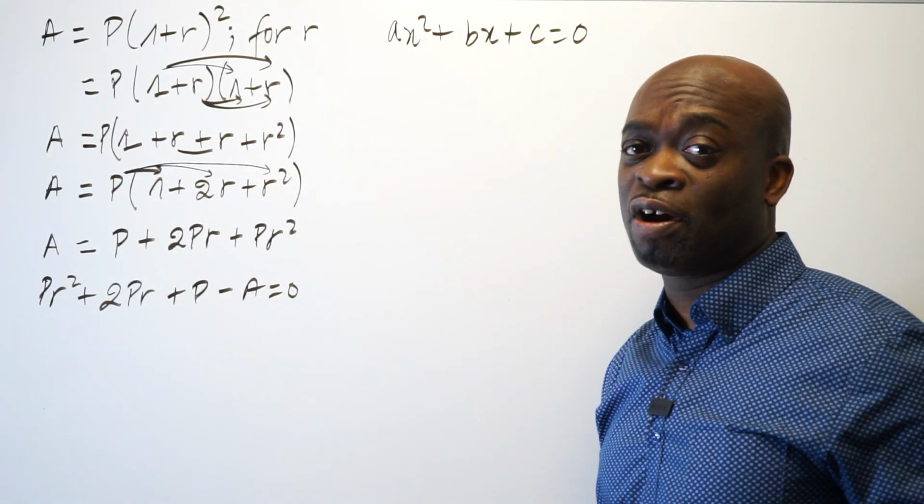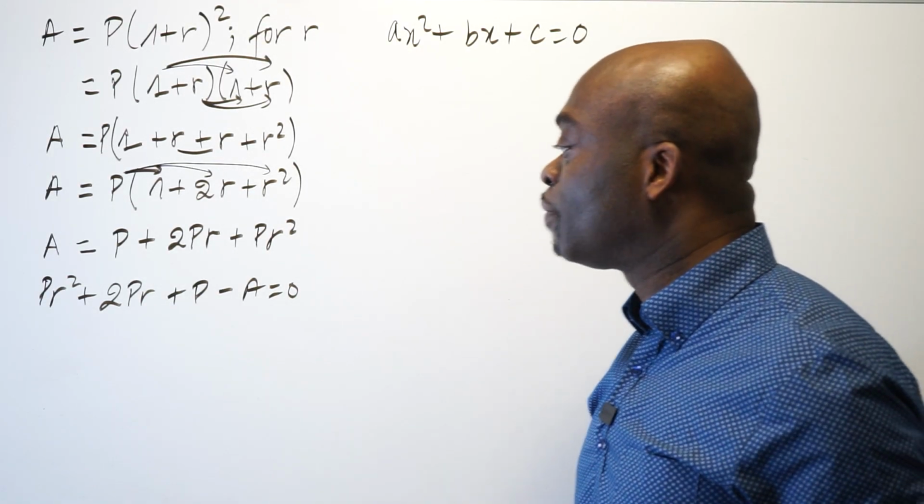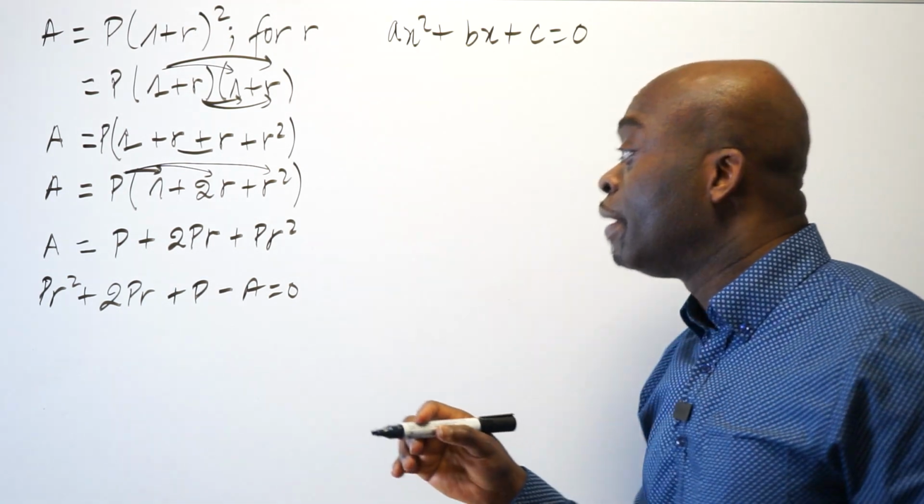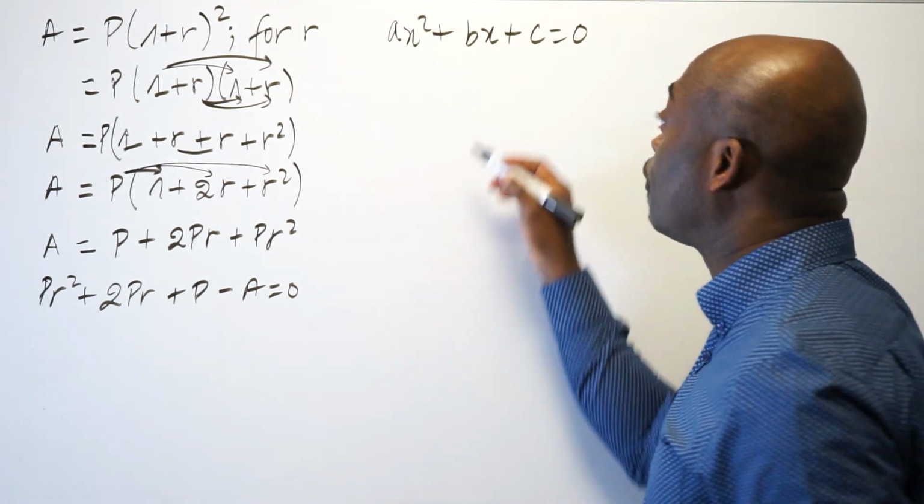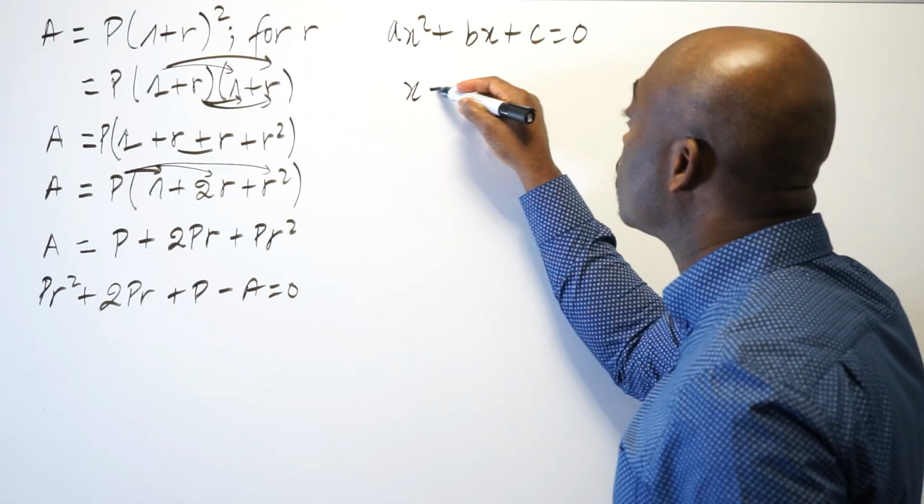Are you okay with me so far? Okay, so now let's keep going. Now we've got to solve for R by using the quadratic formula. And what's the quadratic formula telling us? X equals what?